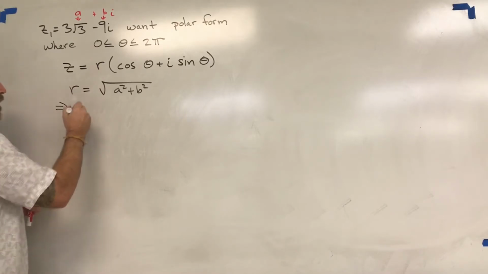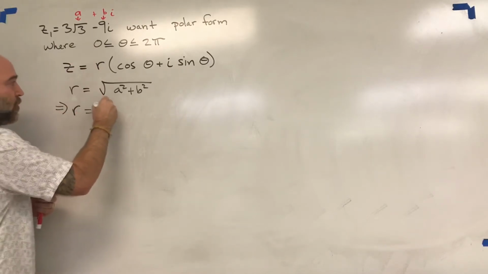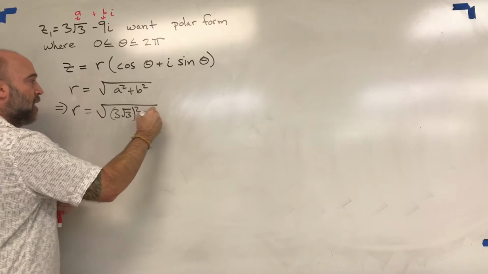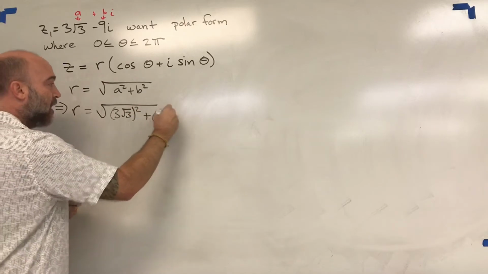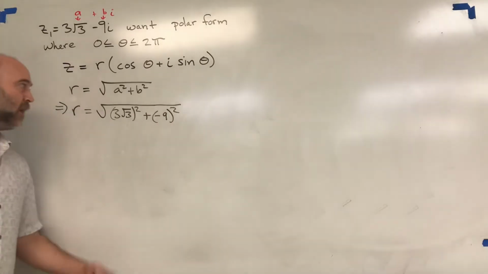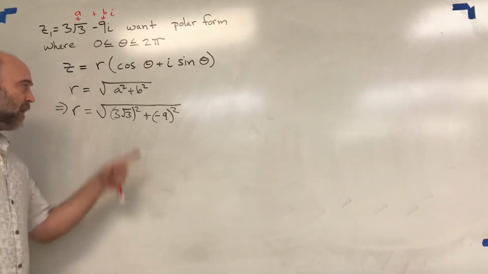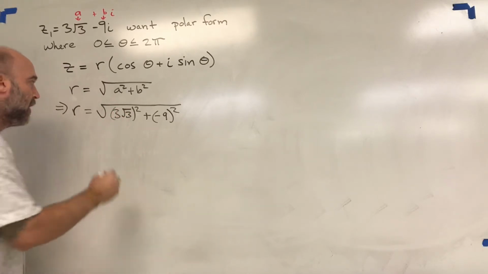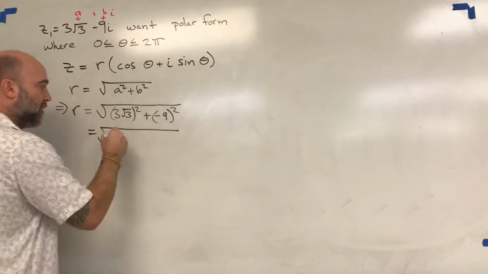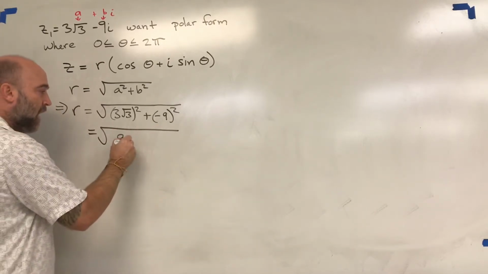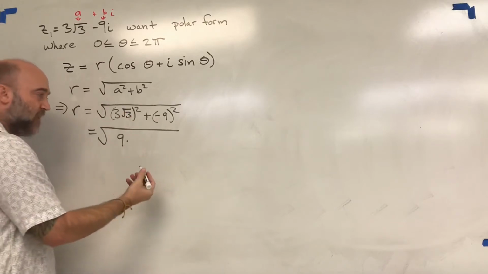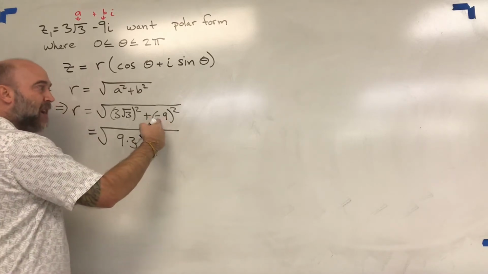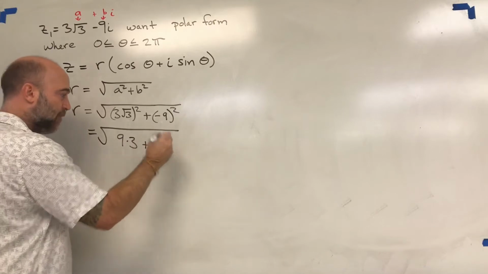So now, plugging the A and B in, R is equal to the square root of A squared, which is 3 root 3 quantity squared, plus our B, which is -9 quantity squared. We'll go ahead and simplify this one. The exponent applies to each part here. So it's 3 squared and radical 3 squared. We still have our square root sign. 3 squared is 9. And the radical 3 times radical 3 is radical 9, or just 3. -9 times -9 is 81.